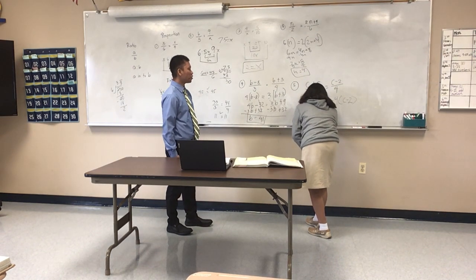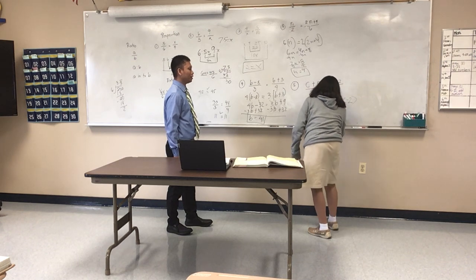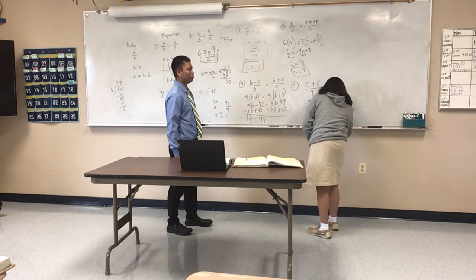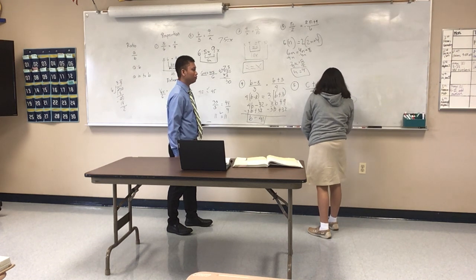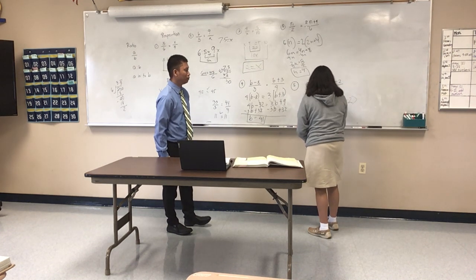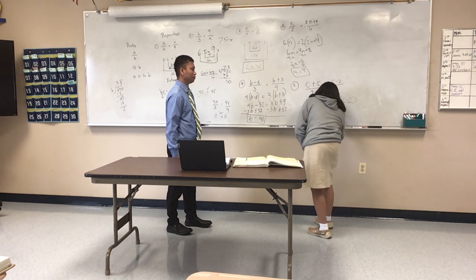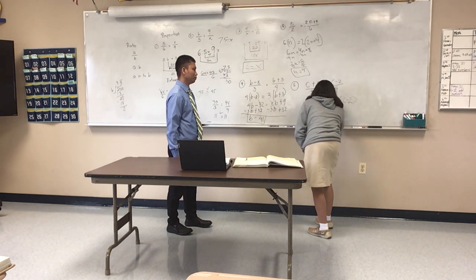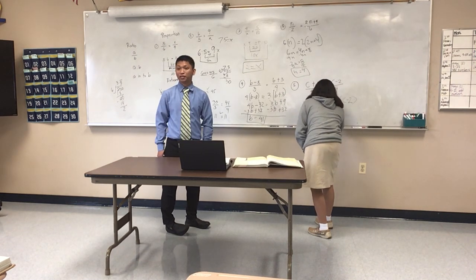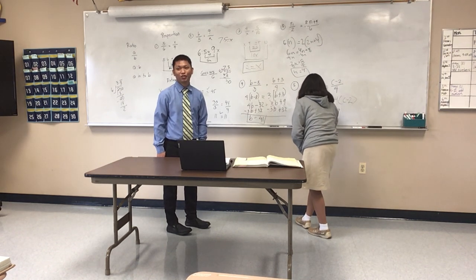Okay, so we have 4 times c plus 5, 4c, correct? What's 4c minus 4c though? 0, right? 4c minus 4c is 0c. Boom. So we don't have an answer here.